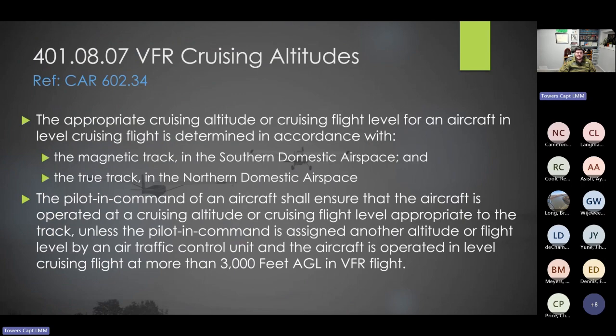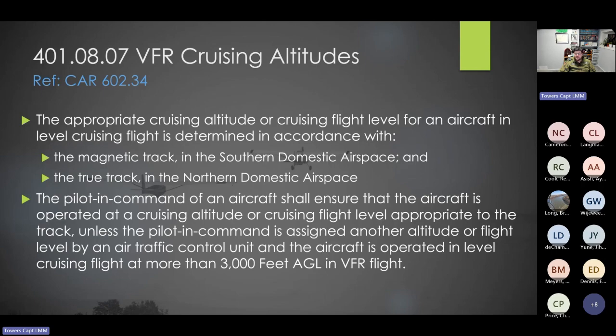Now we'll get into cruising altitudes. This is a little bit more of the dry memorization stuff, but still worth paying attention to. So VFR cruising altitudes. Cruising altitude is just the altitude that you should be flying at when you're going long distances. And that appropriate altitude or cruising flight level for an aircraft in level cruising flight is determined in accordance with the magnetic track when you're in the southern domestic airspace and the true track in the northern domestic airspace.